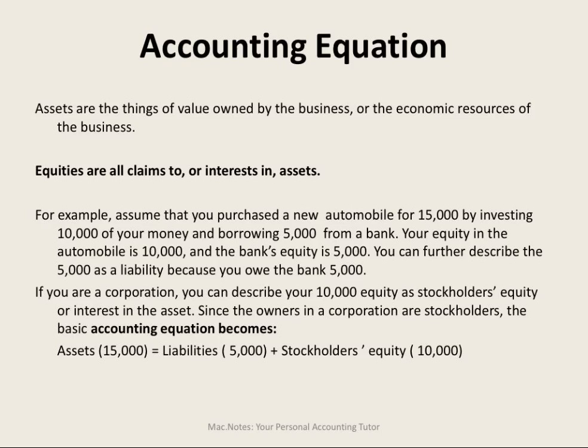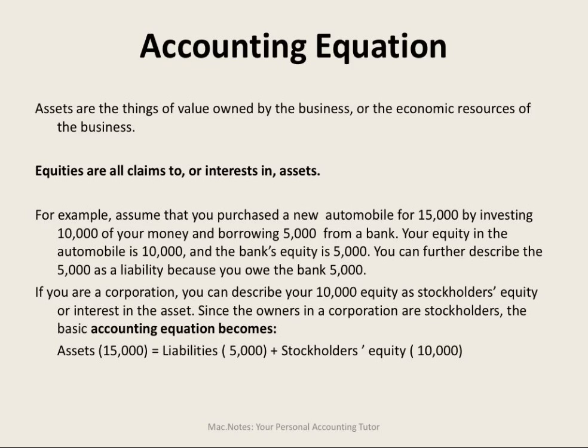Recall that assets are things owned by the business. Equities are claims to or interest in those assets. For example, assume you purchased a new automobile for $15,000 by investing $10,000 of your own money and borrowing $5,000 from a bank. Your equity in the automobile is $10,000, and the bank's equity is $5,000. You can further describe the $5,000 as a liability because you owe the bank $5,000.